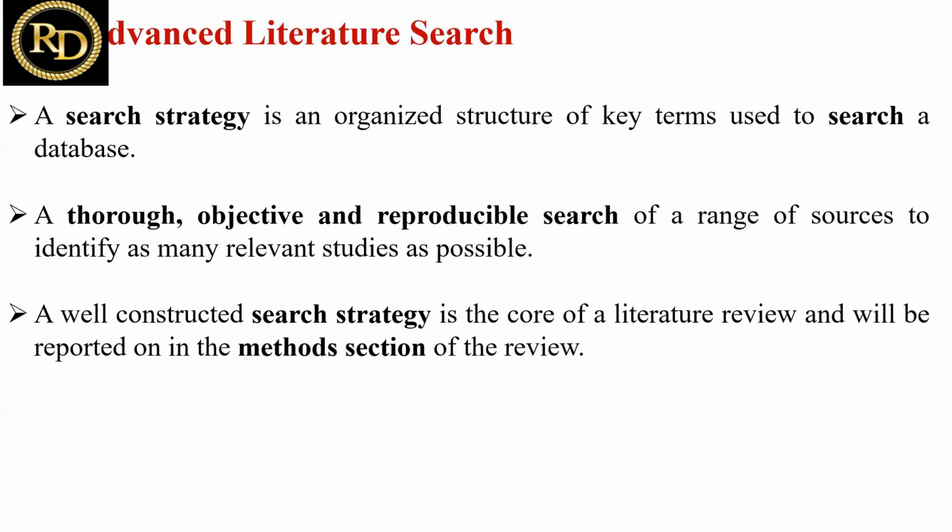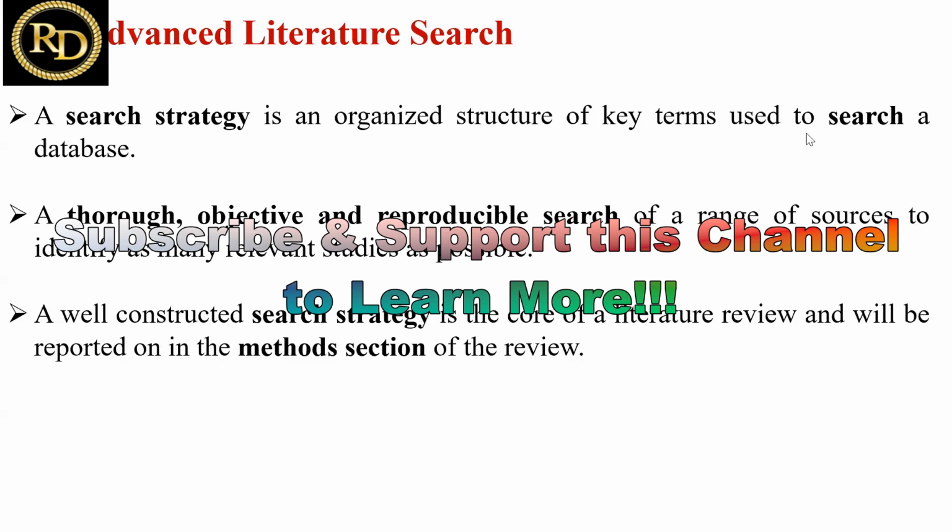The advanced literature search is an organized, structured set of key terms used to search a database, a thorough, objective, and reproducible search of a range of sources to identify as many relevant studies as possible. So our search strategy or our search method should be thorough. It means it should have all the relevant terms, synonyms, alternative terms, or medical subject heading terms also. It should also be objective. It means that the terms which you are including must be relevant to your topic.